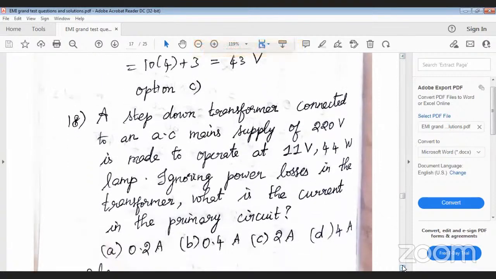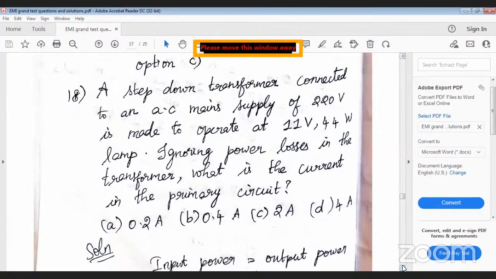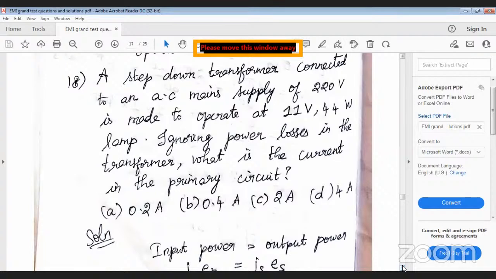Then question number 18. A step-down transformer connected to an AC main supply of 220 volt is made to operate at 11 volt, 44 watt lamp. Ignoring power losses in the transformer, what is the current in the primary circuit? So here we need to apply the concepts of step-down transformer. That means that the AC main supply is the primary coil and that lamp is actually the secondary coil. So what is the current in the primary circuit? We need to find out.